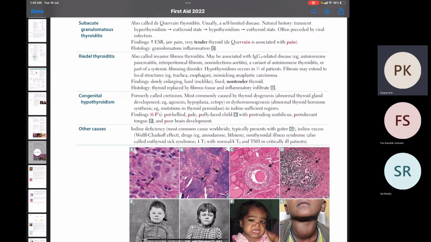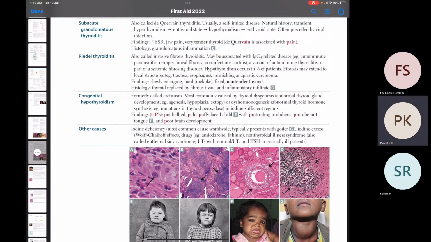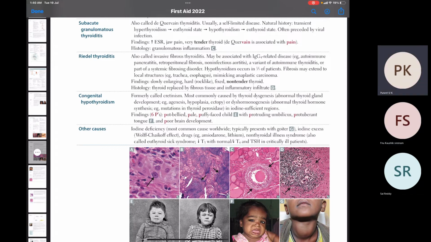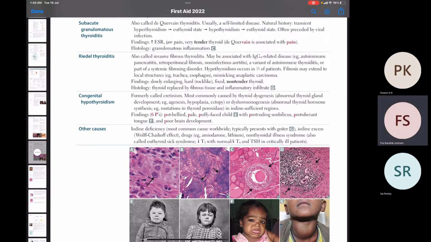This is basically due to accumulation of fat, and there is reduced BMR. And there will also be prolonged jaundice in the kid, because basically everything slows down in hypothyroidism. The physiological jaundice will stay for longer.